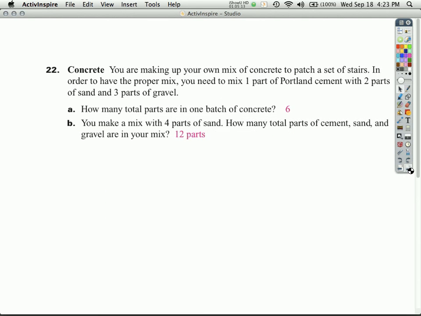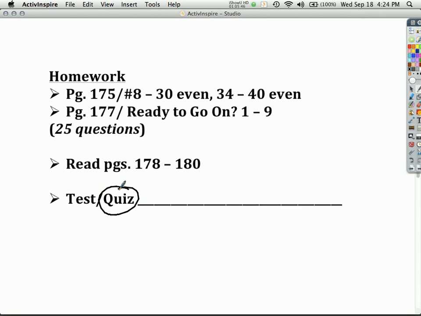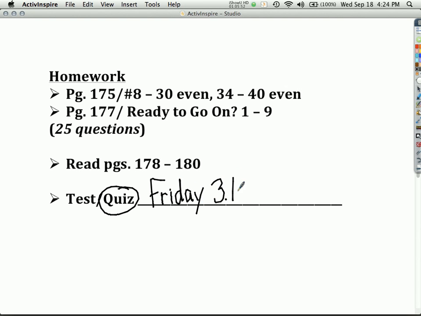So, draw a line across your paper. Your homework is page 175, numbers 8 through 30 even, then number 34 to 40 even, and then on page 177 you're going to do the ready to go on 1 through 9. That's 25 questions. You're going to read the next section, and you will have a quiz that you must prepare for on Friday. And that will be 3.1 to 3.3.